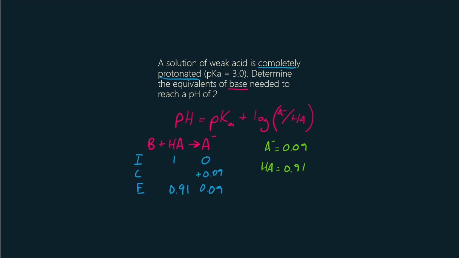To go from 0 to 0.09, we must have added 0.09 of our A minus. And what we add to one side of the arrow, we subtract from the other, which means we must have started with 0.09 of our base. And so that's our answer. We need 0.09 equivalents of base to reach a pH of 2.